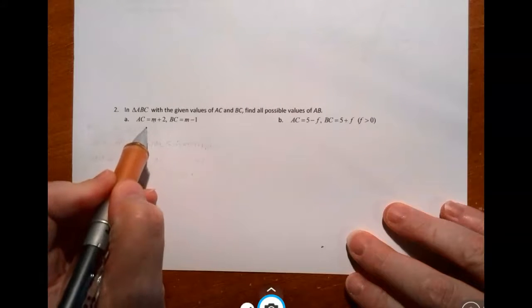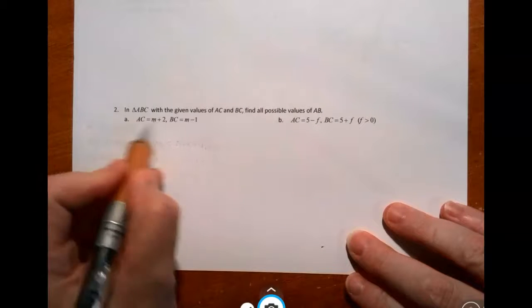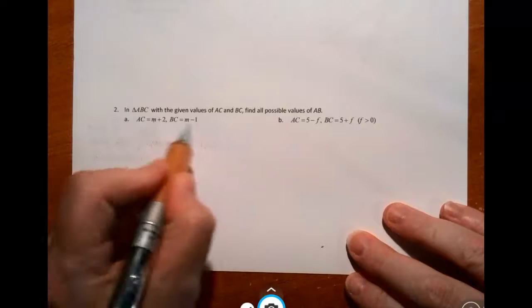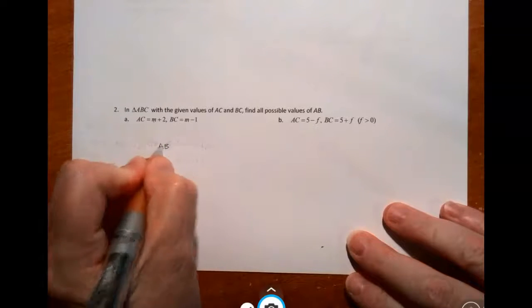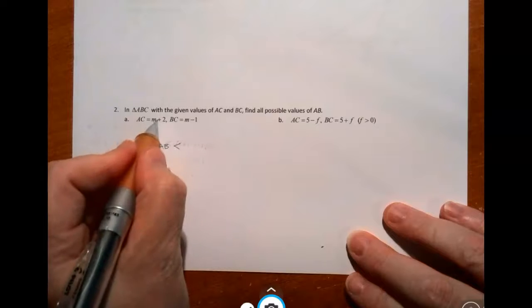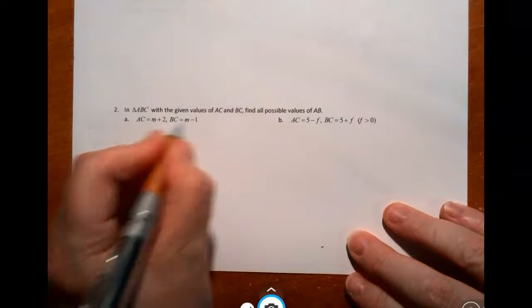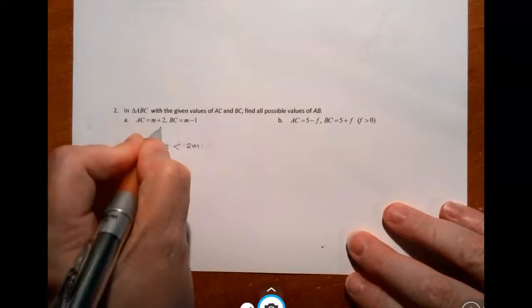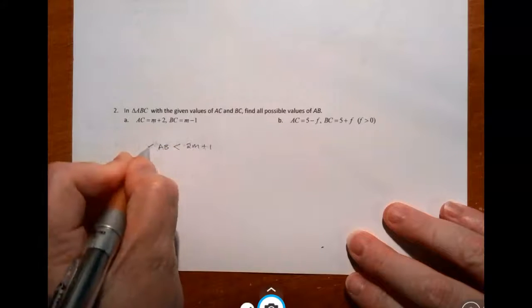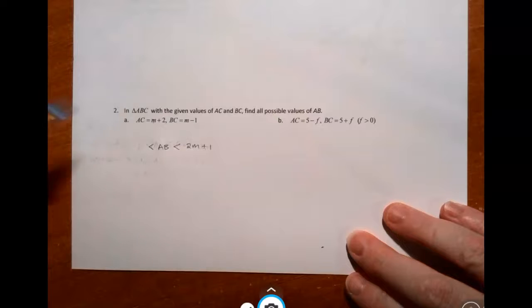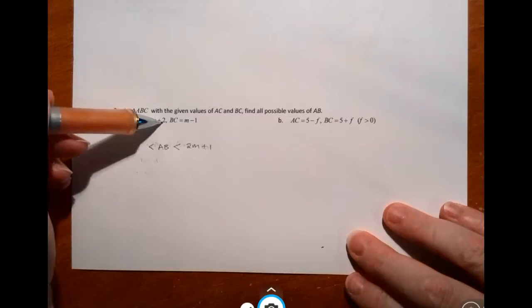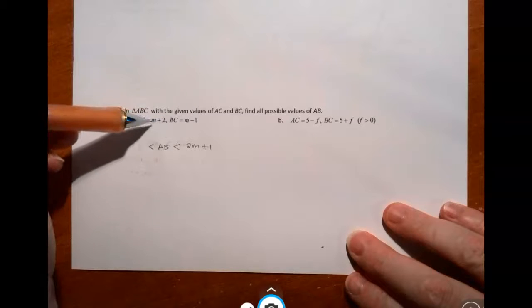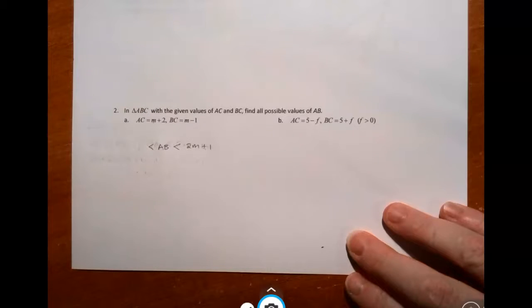So over here, I know that AB has to be between the sum and difference of AC and BC. So the easier one to do is add these together. So I know that AB has to be less than what I get when I add M plus 2 to M minus 1. So when I combine the M's, I'm going to get 2M, and then 2 minus 1 is going to be plus 1. And then on the lower end, I have to subtract these two. Now you want to make sure that you subtract them in the order that works, because you want to make sure that you're subtracting the smaller one from the larger one. And I know that M plus 2 is going to be bigger than M minus 1. So if I start with something and add 2, that's going to be bigger than if I start with that same thing and subtract 1.